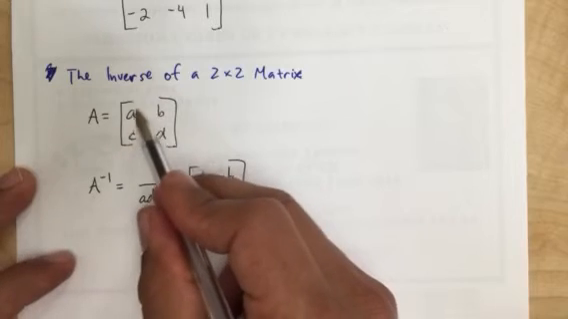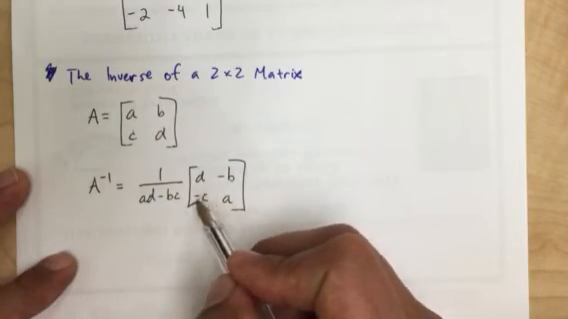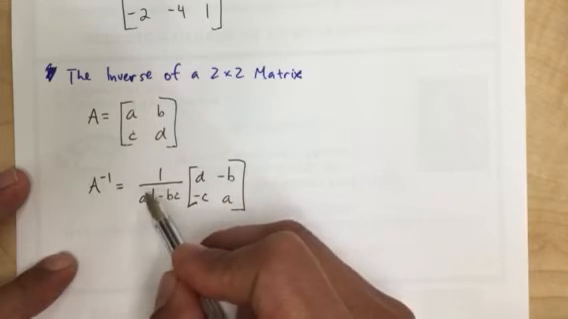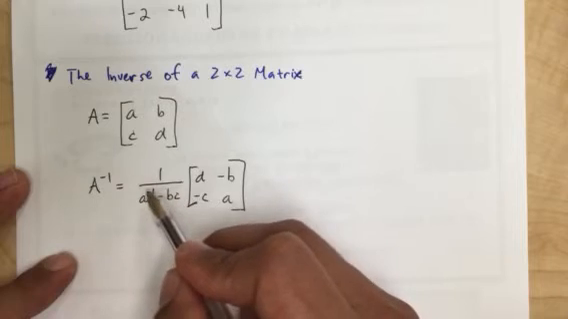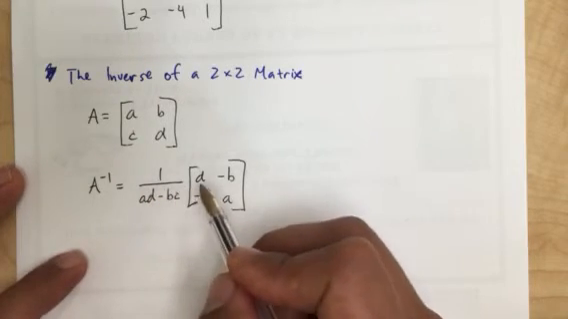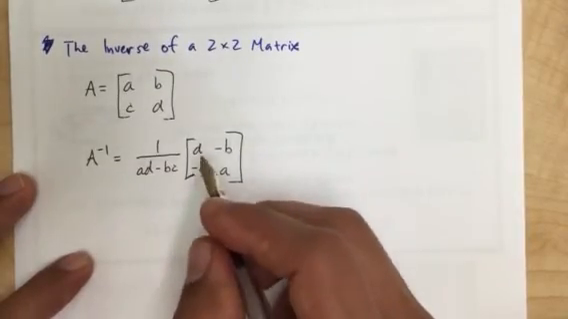So whatever these numbers are for A, B, C, and D, you're going to have to switch the D and the A and negate the C and the B. And then we're going to calculate this. Make sure that on the denominator we can't get a 0. If we do get a 0, that means there's no inverse for this matrix. Okay, so we're going to look at an example on using this formula.